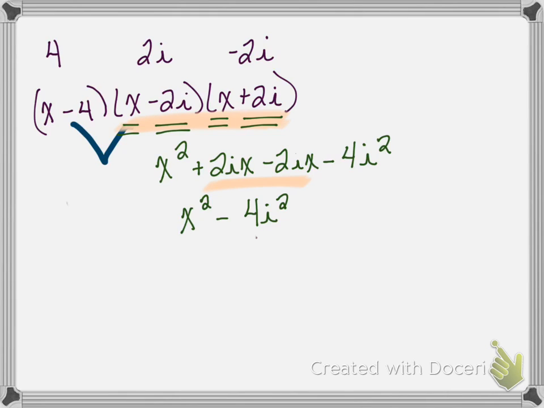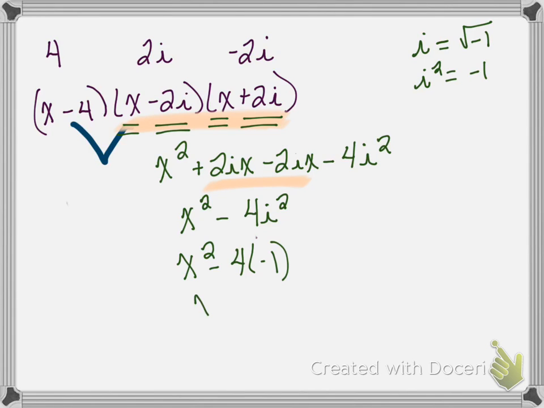i is the square root of negative 1, and i squared is negative 1. So we're going to take that i squared out, and we're going to have negative 4 times negative 1. That leaves me with x squared plus 4. So when I multiply my conjugates together, x minus 2i and x plus 2i, I'm left with a binomial, x squared plus 4. That makes it much better for us when I multiply x minus 4 times x squared plus 4, because it's a binomial times a binomial, so I can still FOIL.